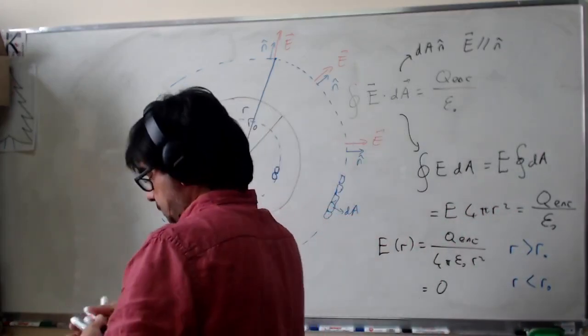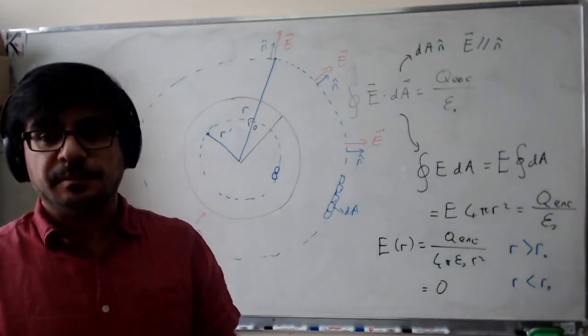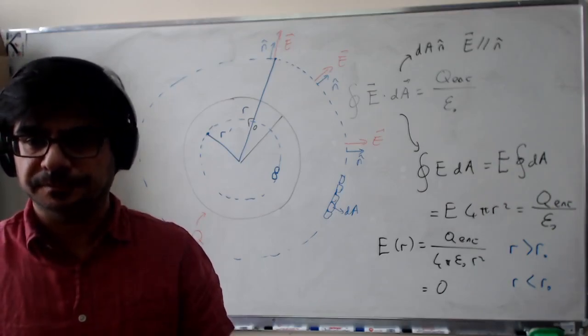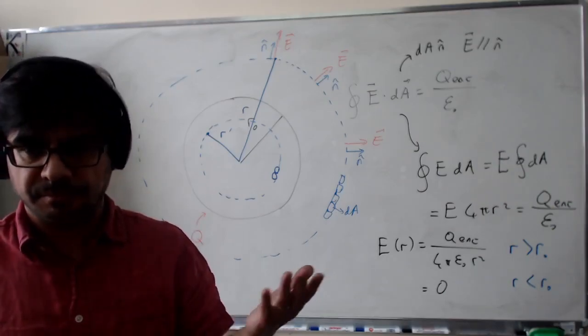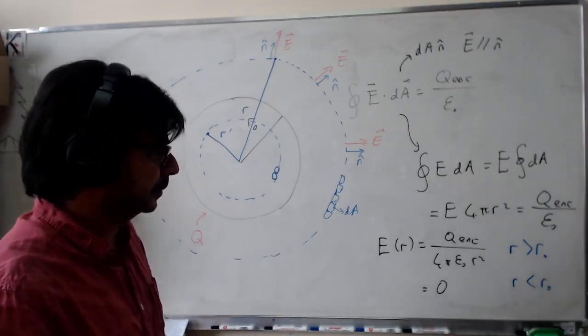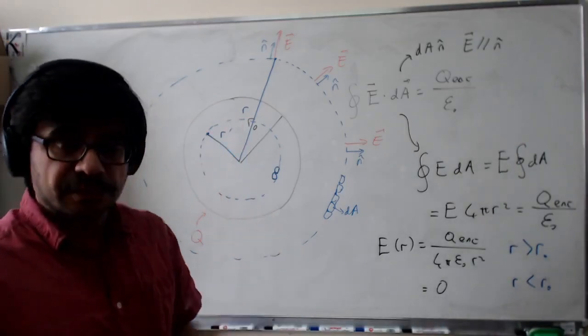Now at this point, inevitably someone wonders, what if r is equal to r naught? It's not a meaningful question. The electric field on top of a charge is not defined. It's just, as you know, infinite, so we're not going to deal with that question. Any questions about this procedure?